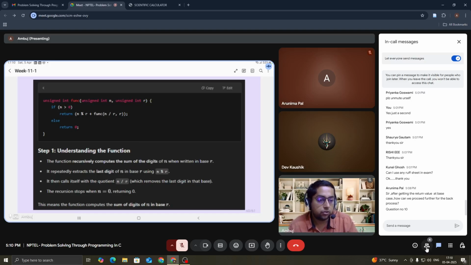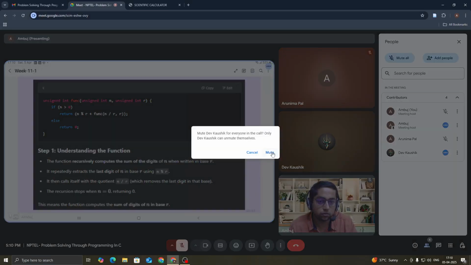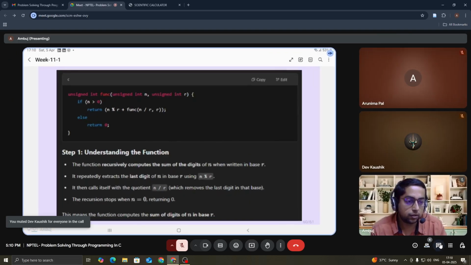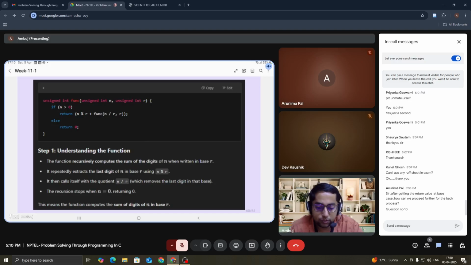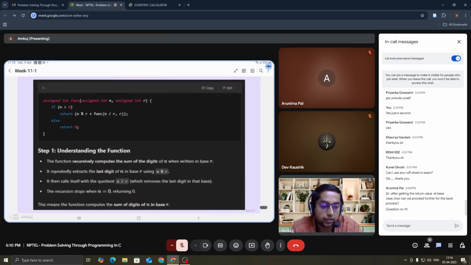Then you try to see. So 256 divided by 2 in the first step: 513 divided by 2, at the first step I got 256.5, that will be stored as 256. So n by r in the next case will be 256 and r is constant, which is 2.